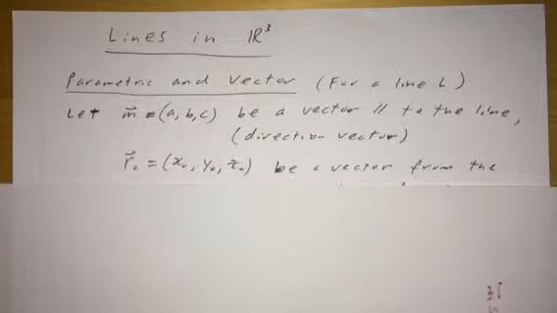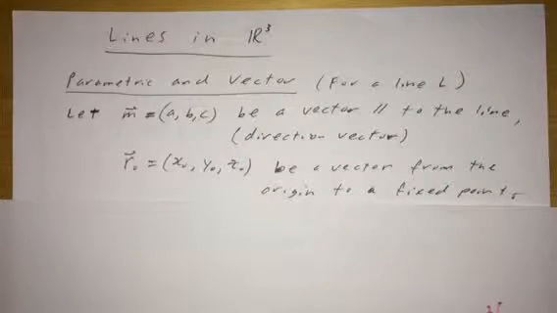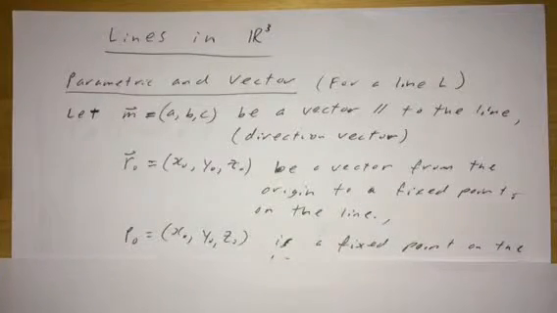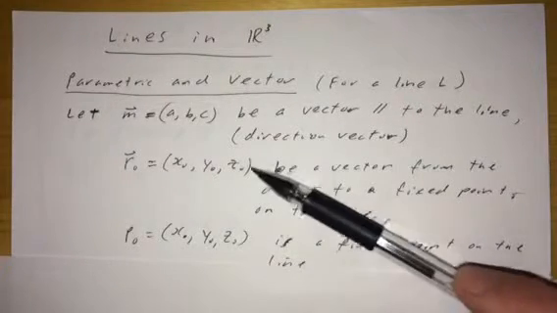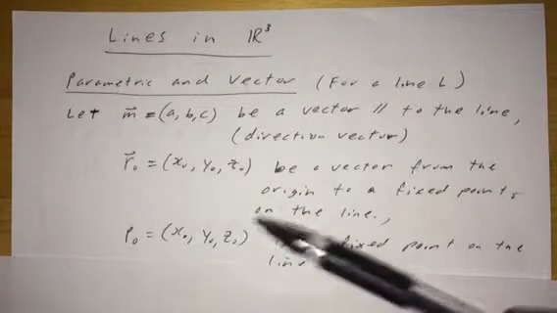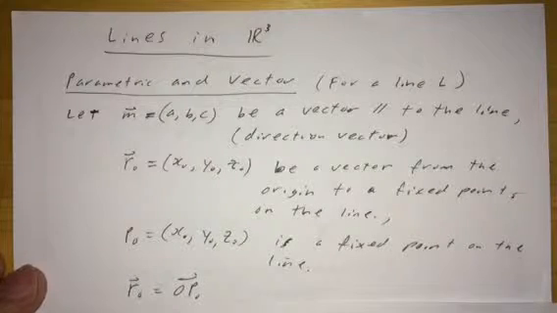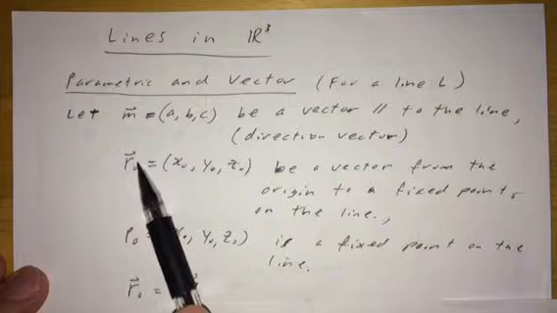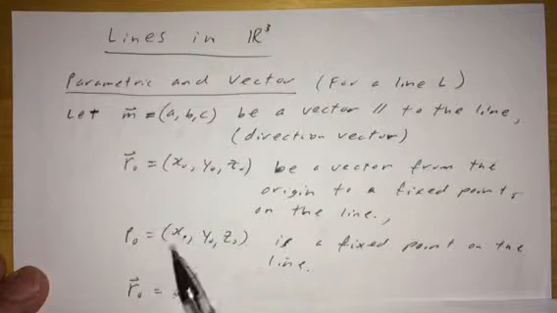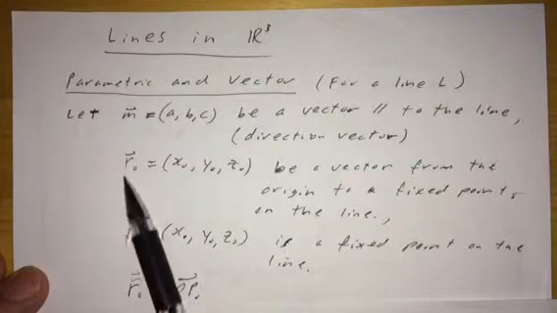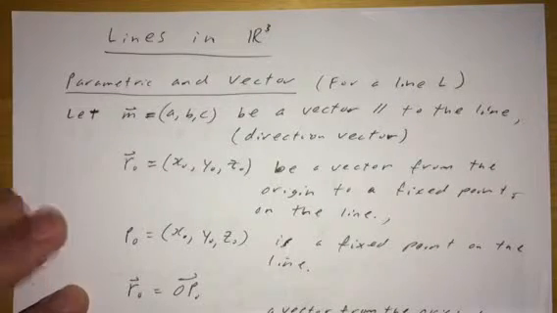Okay, R naught is a vector from the origin to a fixed point that is on the line. Okay, and P naught is that fixed point on the line. They have the same coordinates, but remember this is a vector and this is just a point. And R naught is just OP naught. So R naught here is equivalent to a vector from the origin to P naught, so it's just a short form of writing OP naught is R naught.